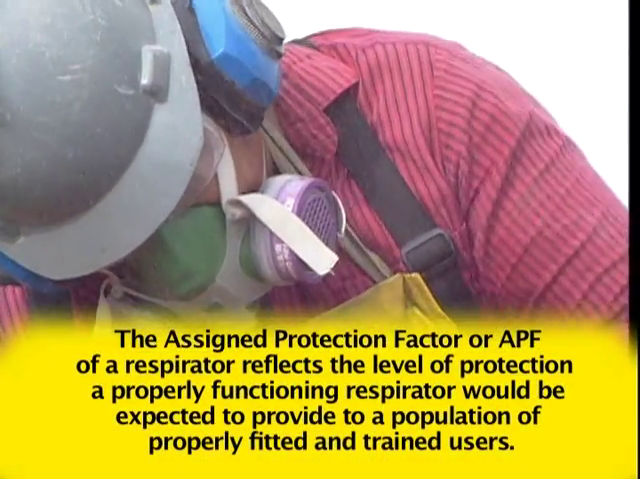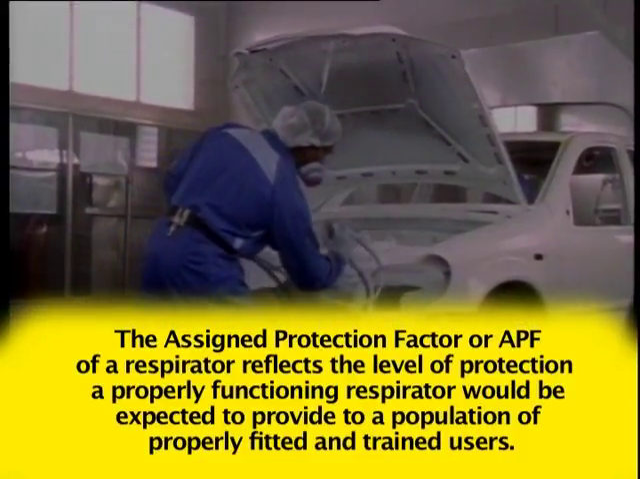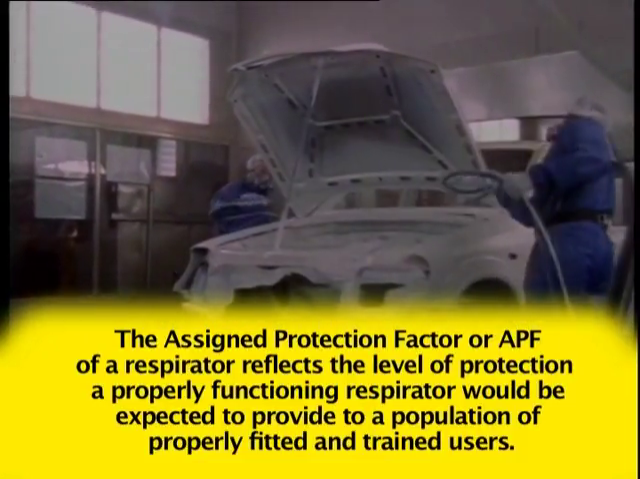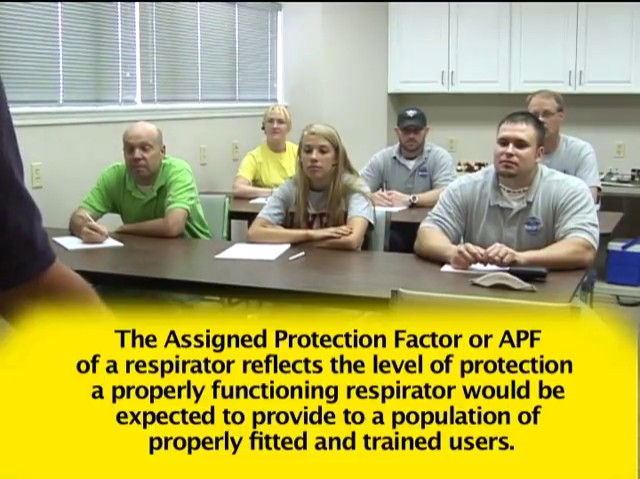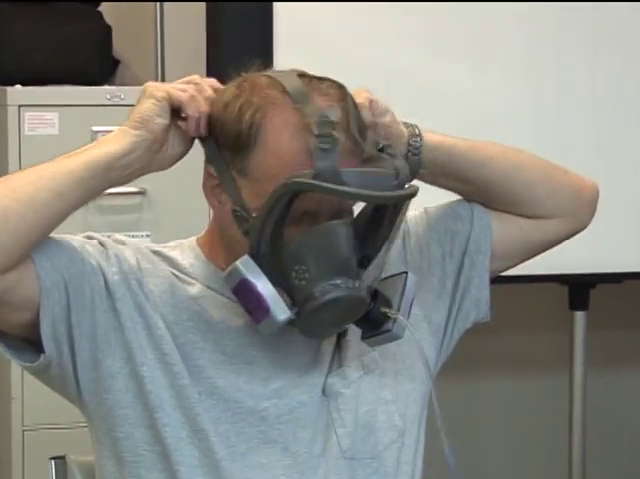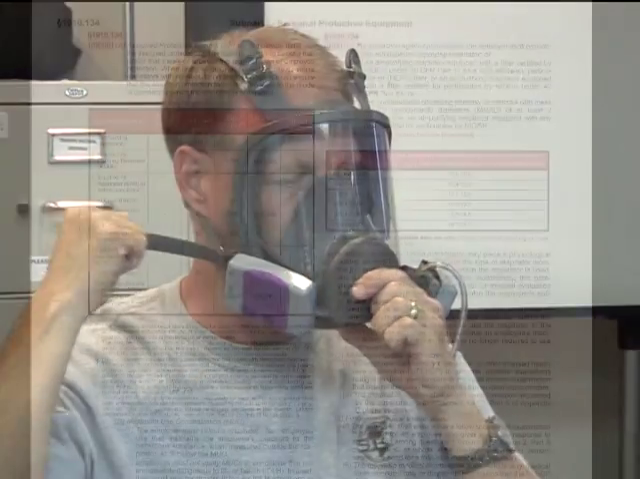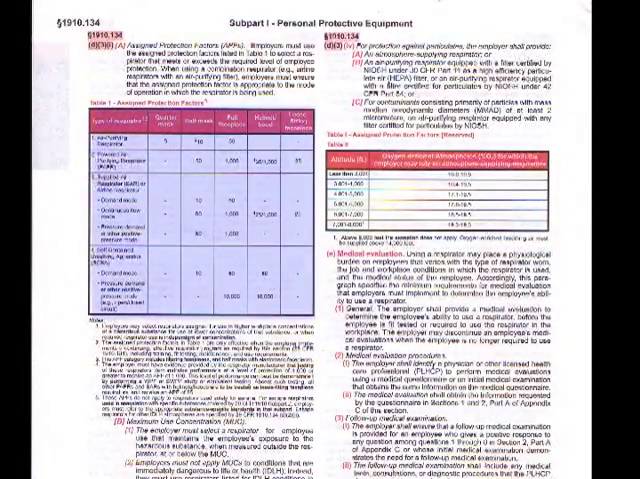The assigned protection factor, or APF, of a respirator reflects the level of protection a properly functioning respirator would be expected to provide to a population of properly fitted and trained users. For example, an APF of 10 for a respirator means a user could expect to inhale no more than 1/10 of the airborne contaminant present. APFs must be utilized to ensure a respirator meets or exceeds the required level of employee protection. OSHA enforces the APFs listed in its standards, unless an alternate APF has been granted by a specific OSHA interpretation.